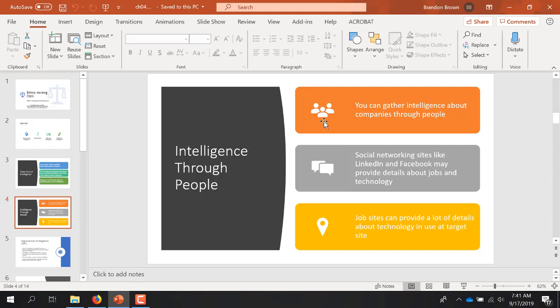And what you can also look at is job sites. They can provide a lot of information about how to target a company just by what types of people they're trying to hire. Are they trying to hire system administrators? Are they trying to hire engineers? Are they trying to hire salespeople?